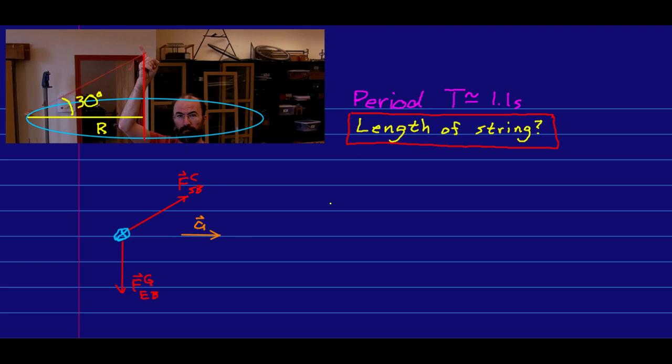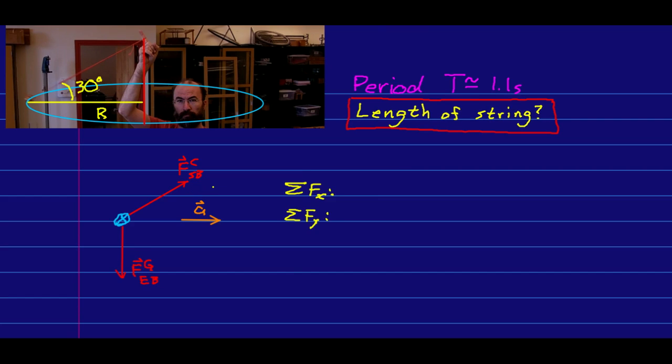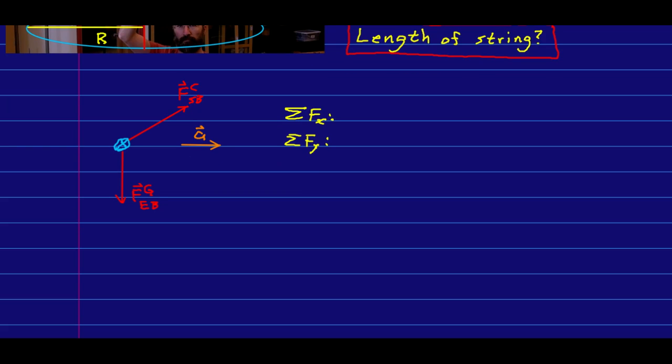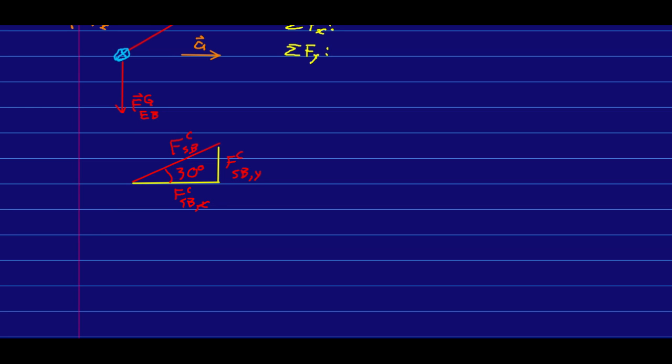So now I'm going to write the equation of motion. First, let me do the trigonometry. So I'm going to do the analysis of this force. I'm going to work with axes that are upright, like so, and split the force due to the string into its components. And I can see from the triangle that the x component is going to be the magnitude times cos theta, or 30 degrees, and so the other one must be sine.